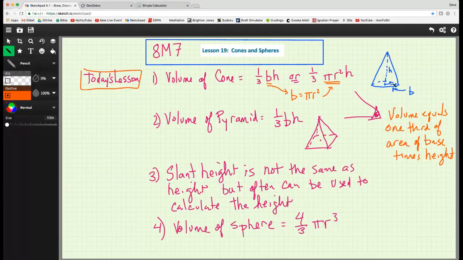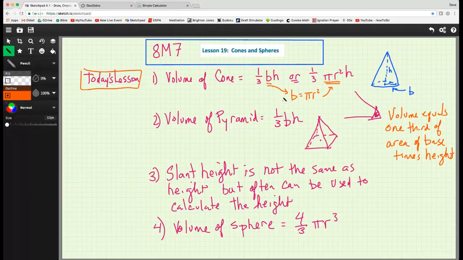If you just know the radius, and you don't know the area of the base, you could do 1/3 of pi r squared h, because pi r squared is just another name for the base, right? Pi r squared is the area of this circle. So you could either do 1/3 of base times height if you know the base area, or 1/3 of pi r squared h if you just know the radius of the base, okay?